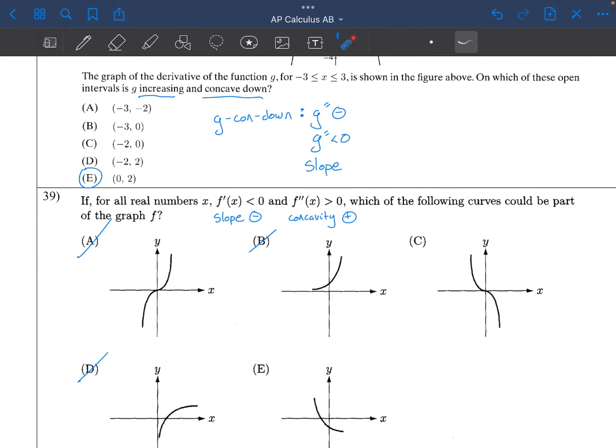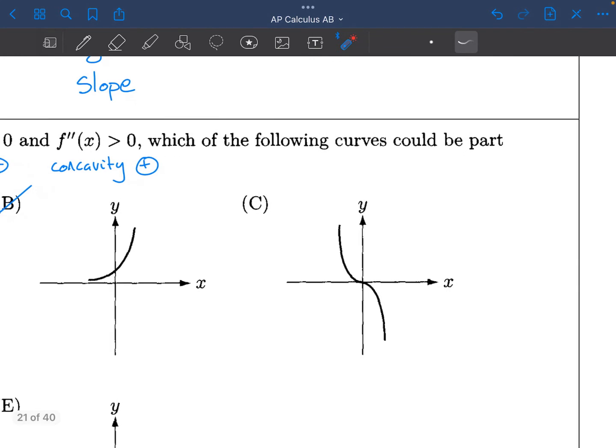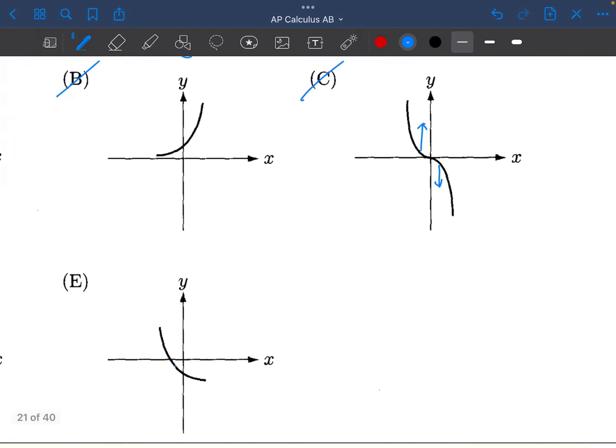So now we need the second part of the definition. The concavity always has to be positive. The way that you do concavity is you have to ask yourself, are you a smiley face or are you a rainbow? Notice that up here for C, you have concave up, but then it switches to concave down. You switch between the two concavities, and it has to be concave up everywhere. So it's not C, and notice that E is concave up everywhere, which means that is our answer. Answer E.